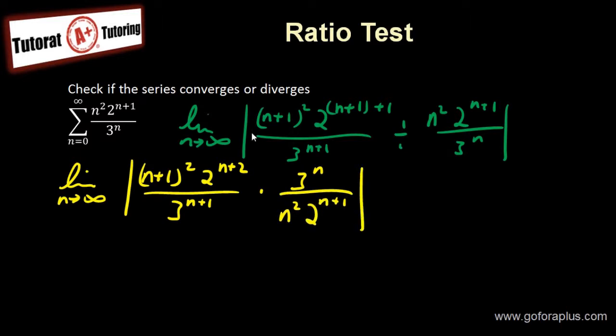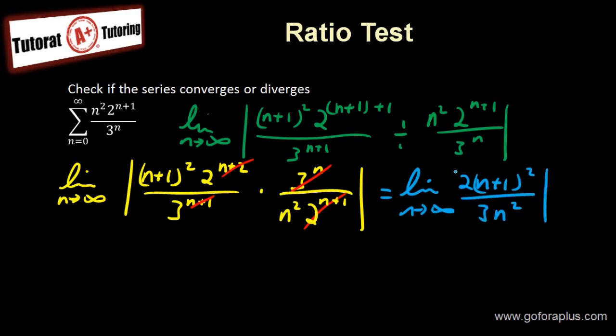Now, how can we simplify this? If you look at 2 to the power of n plus 2 and 2 to the power of n plus 1, this basically cancels out with the exponential here. All you have left is the 2. Same thing here: this cancels with 3 to the power of n, leaving only a 3 at the bottom. And now you have n squared and (n plus 1) squared here. So let's rewrite this limit. Limit as n approaches infinity, (n plus 1) squared. I have an extra 2 in front because that's a coefficient, over 3n squared, absolute value.